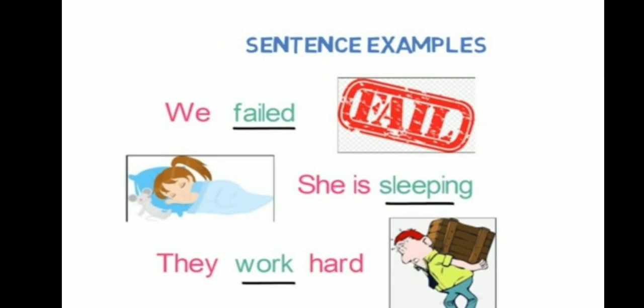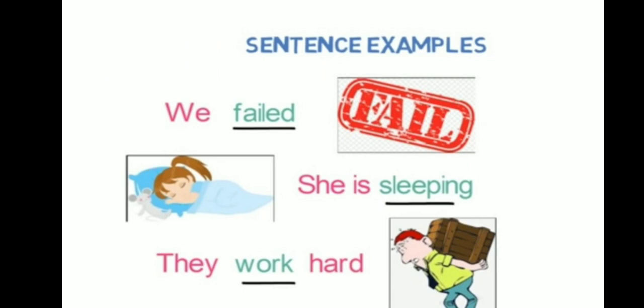Let's see some more examples. We failed. Here failed has no need of any object. So failed is an intransitive verb. She is sleeping. Here the action is over. There is no need of any object. So sleeping is an intransitive verb.